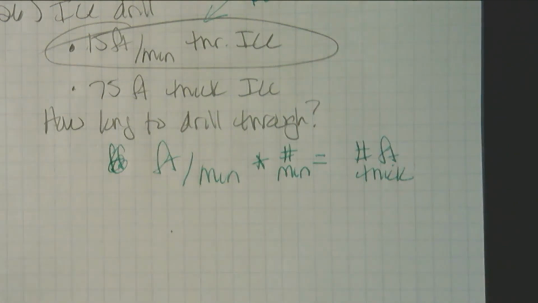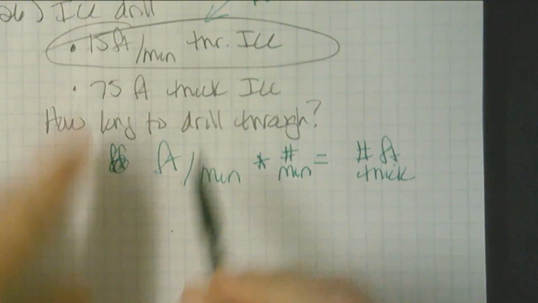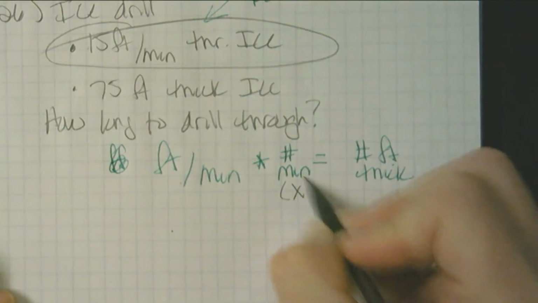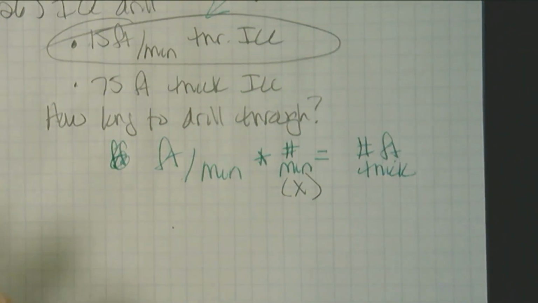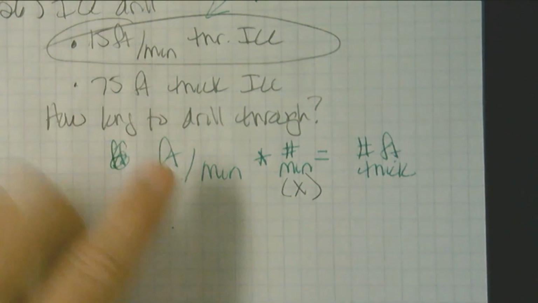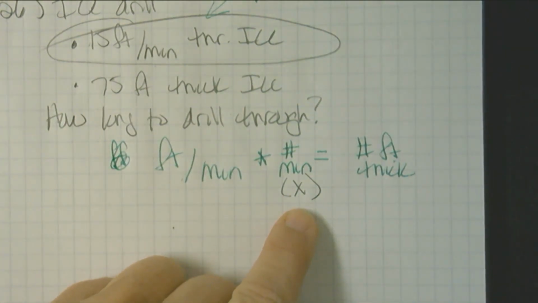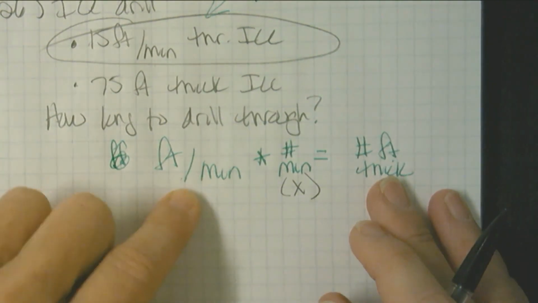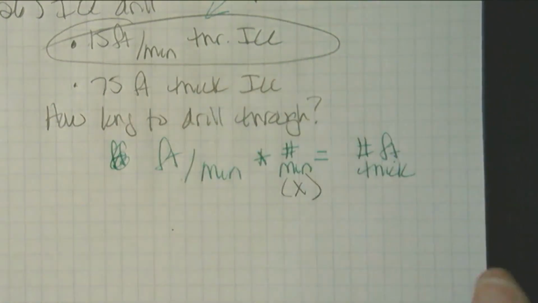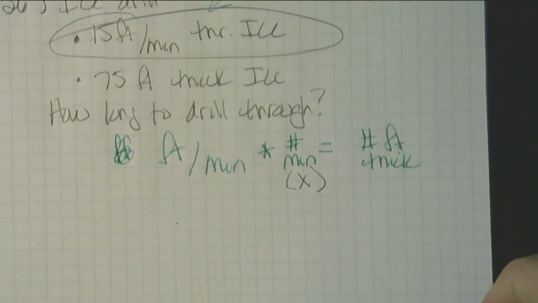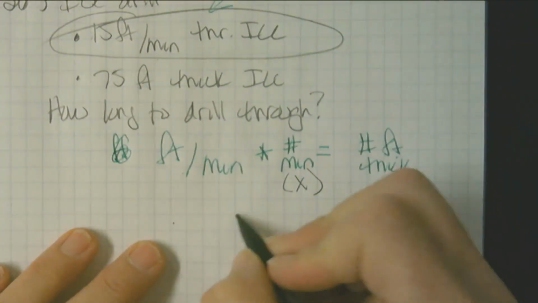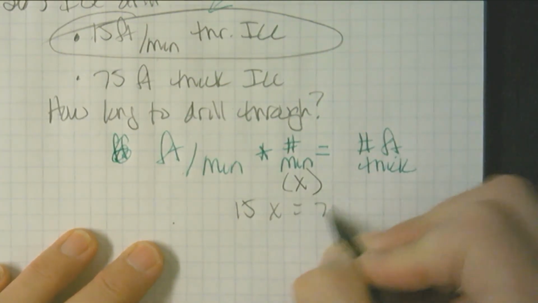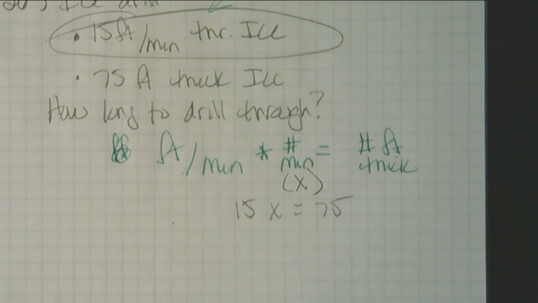Okay? So now I don't know my time, so there's my x. It doesn't matter which piece of information is missing. I could have said to you, it took me 5 minutes to go through however many thickness, what was the rate per minute? And this is still my game plan. Can you guys see that? All right, so now I'm going to put my numbers in. So I have 15x is equal to 75. And then I would solve that. Sophia, does that help you?